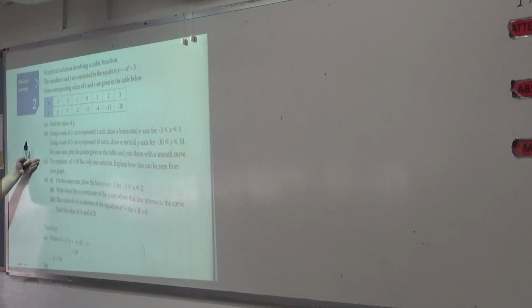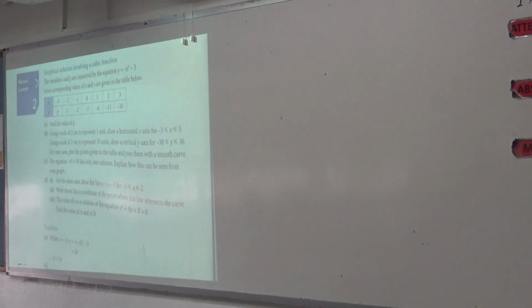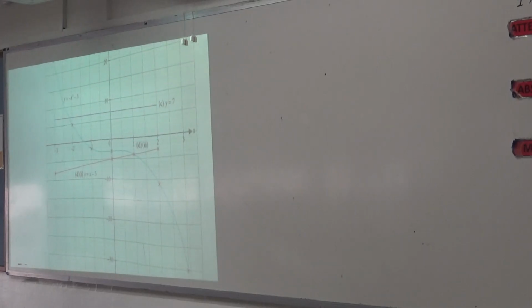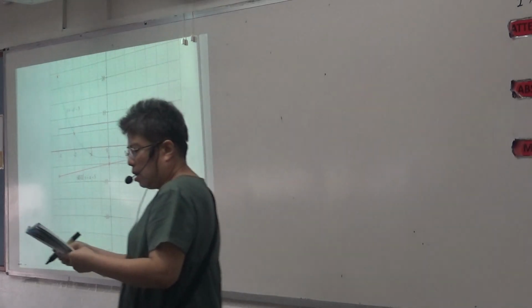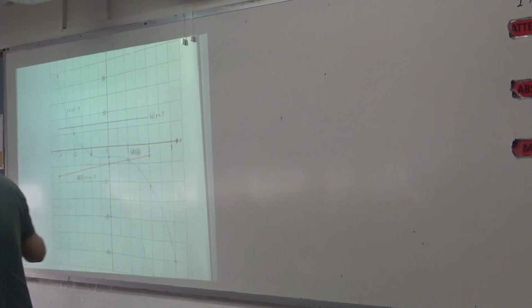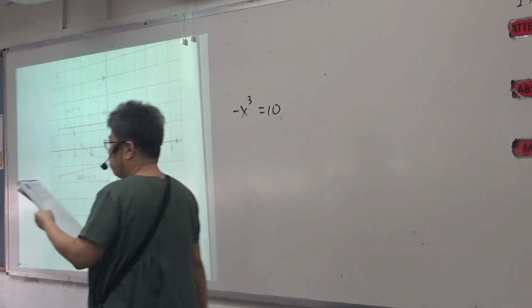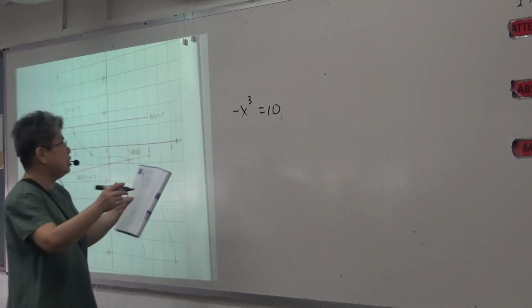Can? So I am going to ask you to refer to your textbook already because I'm going to leave the graph on the board here. I'm going to explain to you what the others mean. Okay, can all of you look at part C now? The question asks: the equation minus x cubed equals to 10 has only one solution. Explain how this can be seen from your graph. Now, can you tell me what's the original graph equation?